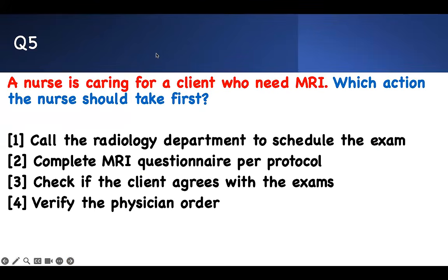Number 5. A nurse is caring for a client who needs an MRI. Which action should the nurse take first? Somebody needs an MRI. What should I do first? Priority. These questions are very tricky. You got to think about it carefully. You have a patient who needs an MRI. What should you do first?